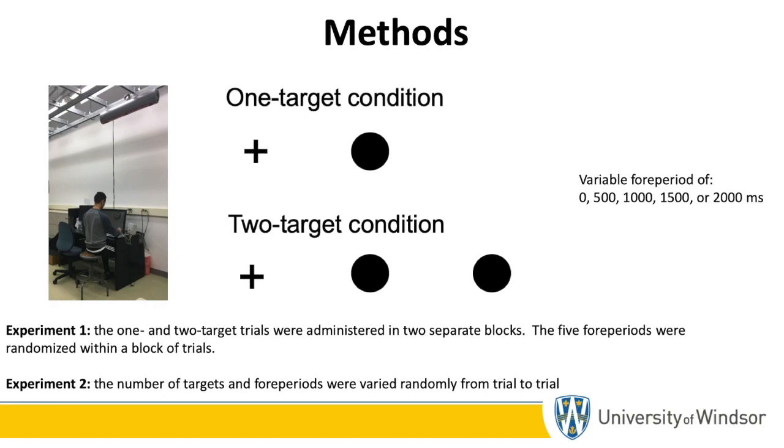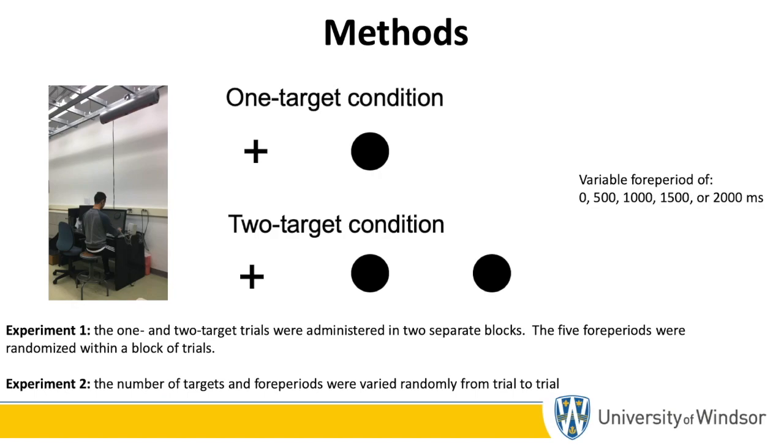Participants were required to perform 1 and 2 target aiming movements. At the beginning of each trial, the participants were required to align the tip of the stylus on the start position. Once the stylus was steadily aligned, the targets appeared. Following a variable foreperiod of 0, 500, 1000, 1500, or 2000 milliseconds, the stimulus was presented, which consisted of a tone.